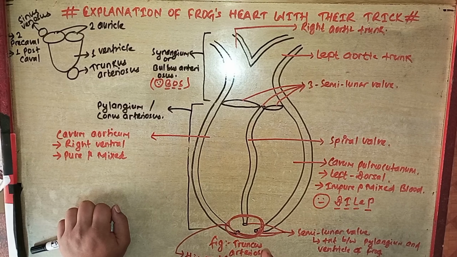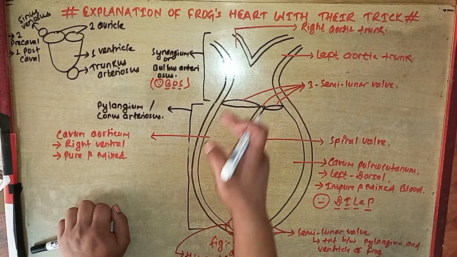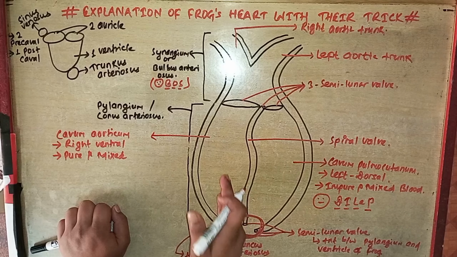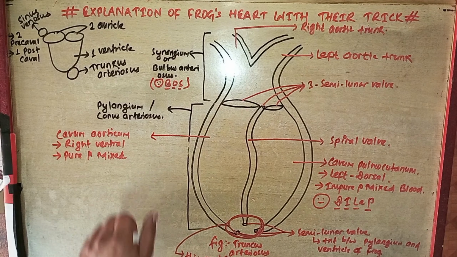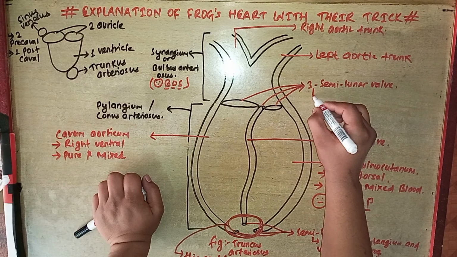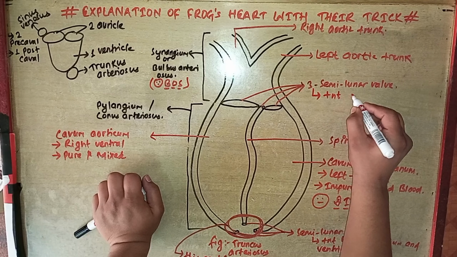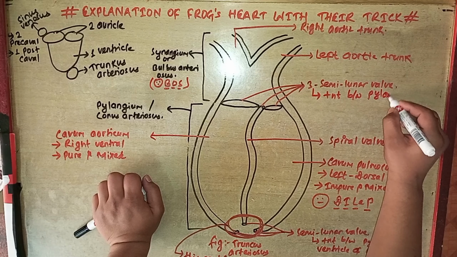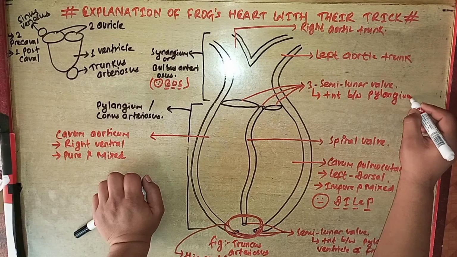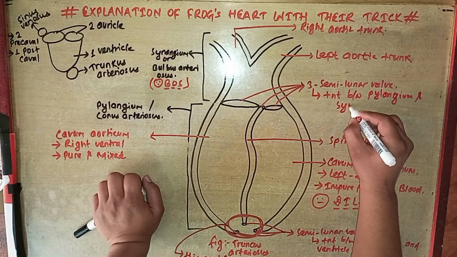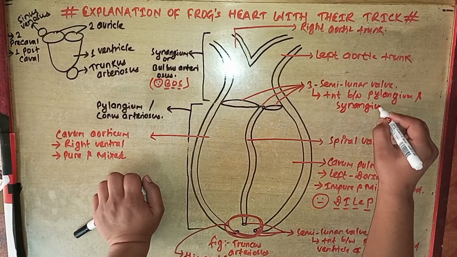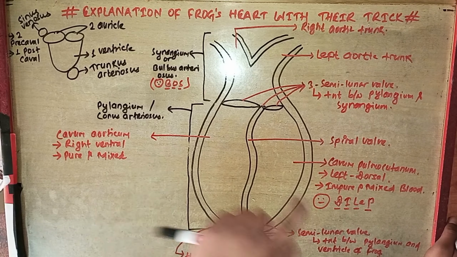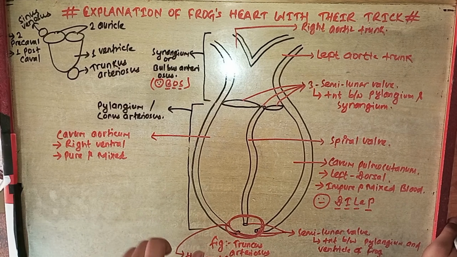That is, the mixed blood from the ventricle first arrives into phalangium and then moves into synangium. That is, the mixed blood comes first in phalangium. And this semilunar valve is present between phalangium and synangium. So this is all about the figure explanation of truncus arteriosus.